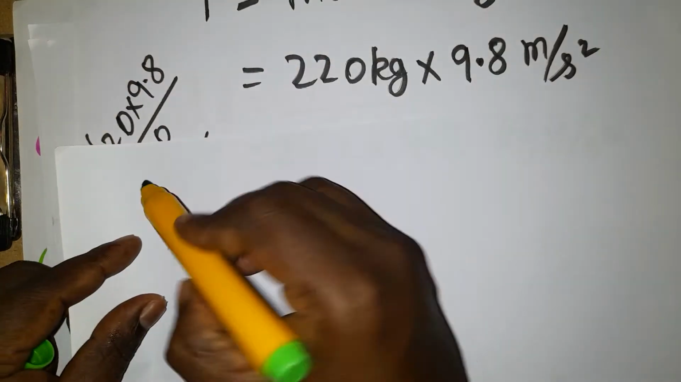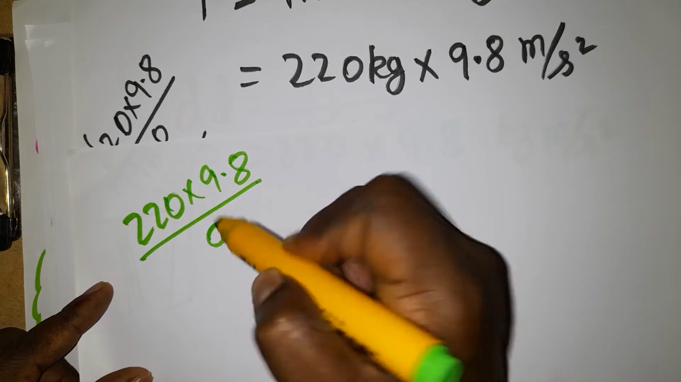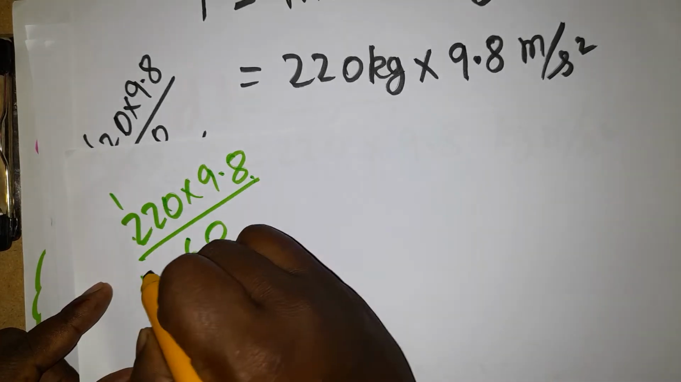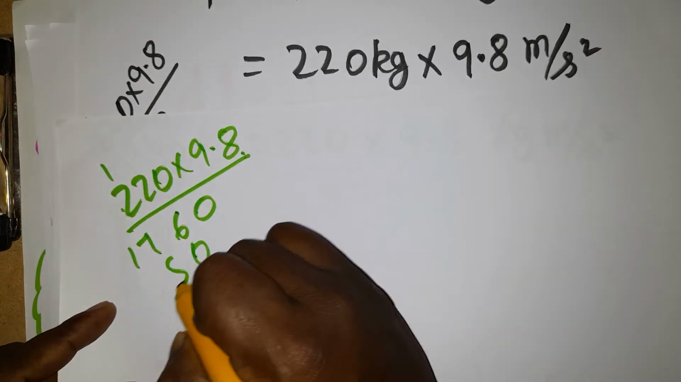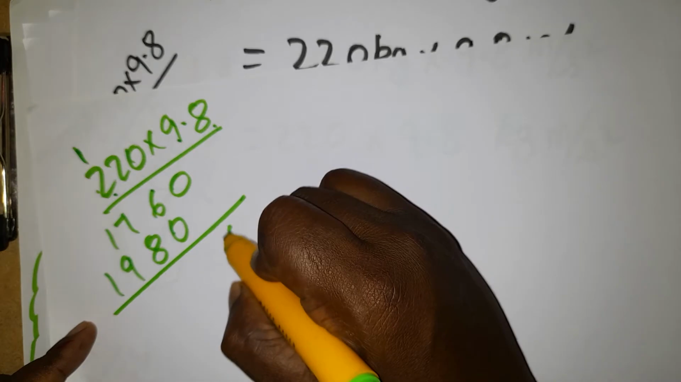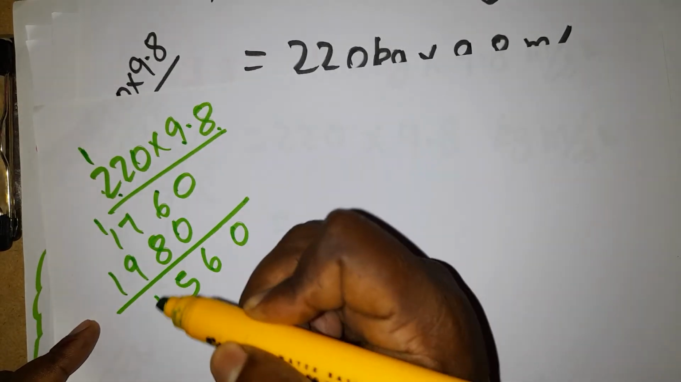Yeah, this multiplication I will show here. 220 into 9.8. Okay, 8 tables will get 16, 17 will be there. 9 tables 18, 1 will be there. 9 tables 18, 19 will be there. Okay, like this, 0, 6, 5, 1, 1.